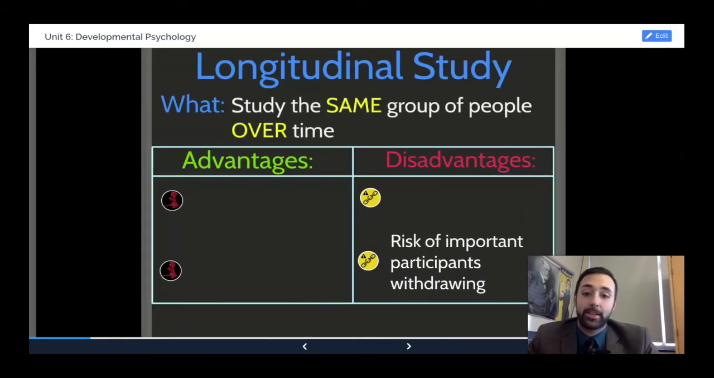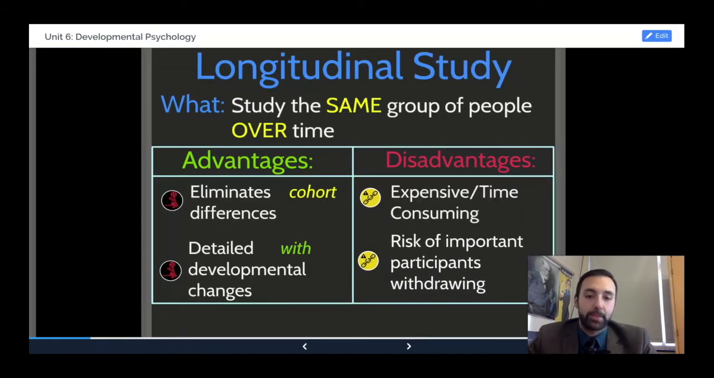So we have a second type of study. We've actually referenced this type of study before, but now we're going to formally define it. These are called longitudinal studies, where we get a group of people and we study those exact same participants over a long period of time.